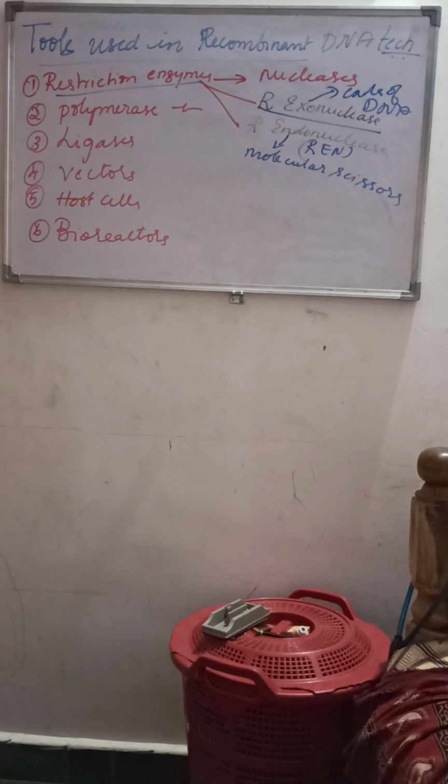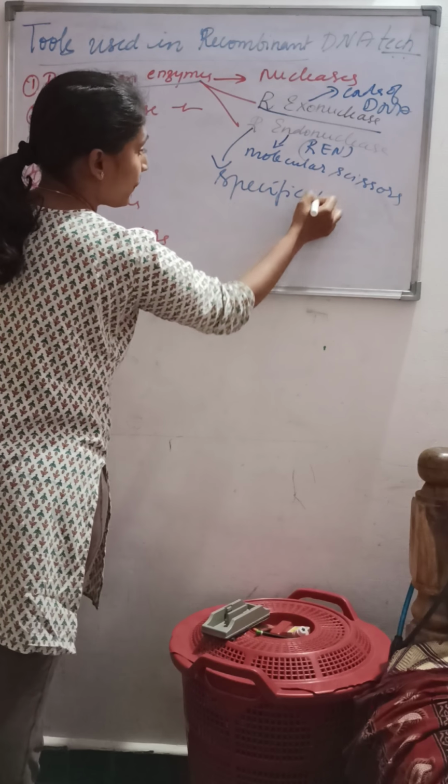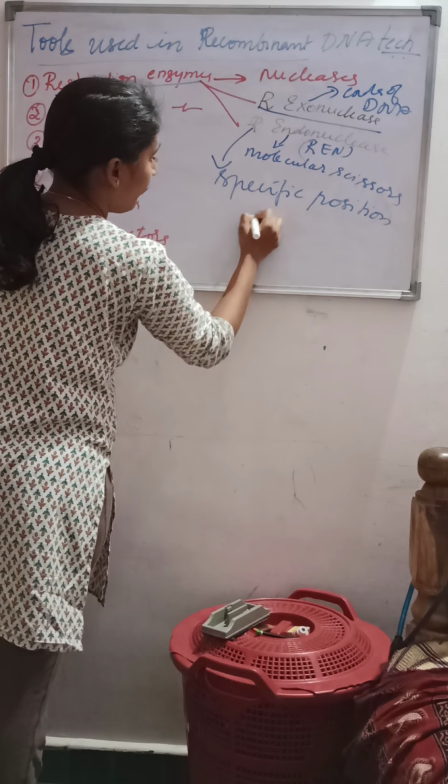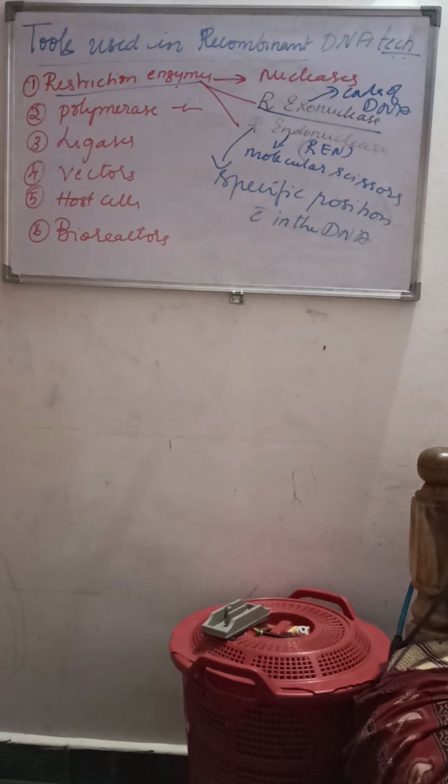Now let us understand what we mean by restriction endonuclease. As I told you, we can write it in a short form, that is REN. So these are the nucleases which are used to cut at a specific position within the what? DNA. So it is used to cut at a specific position within the DNA, right? So the restriction endonucleases, as I said, are the molecular scissors. These are the nucleases used to cut at a specific position within the DNA.